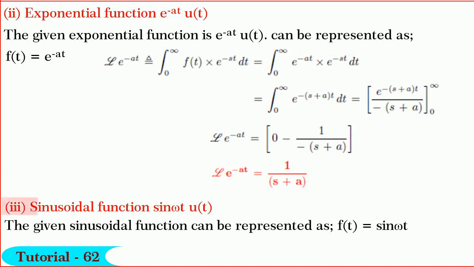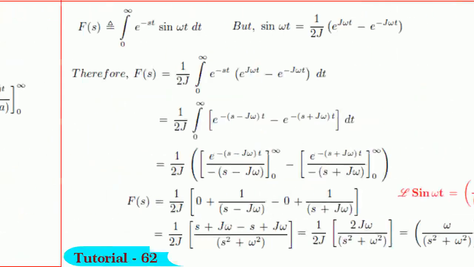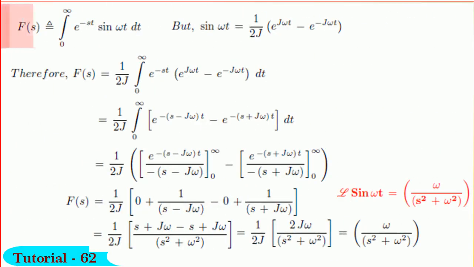Next, we shall find the Laplace transform of sin omega t u of t. The given function can be represented as f of t is equal to sin omega t. Friends, by definition we have F of s is equal to integration 0 to infinity e to the power of minus st sin omega t dt. But we know sin omega t is equal to 1 upon 2j into bracket e to the power of j omega t minus e to the power of minus j omega t.